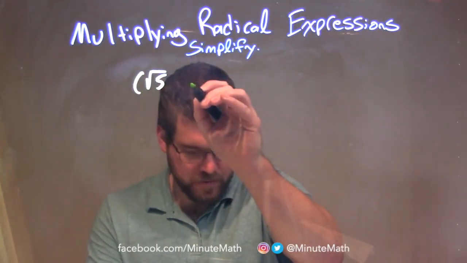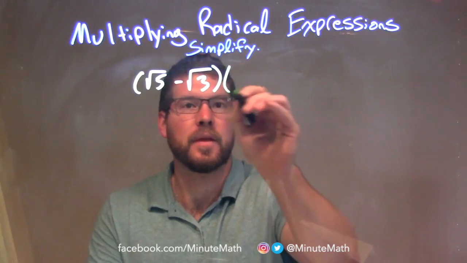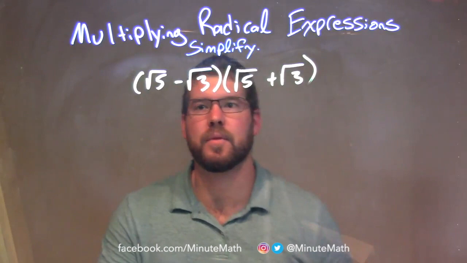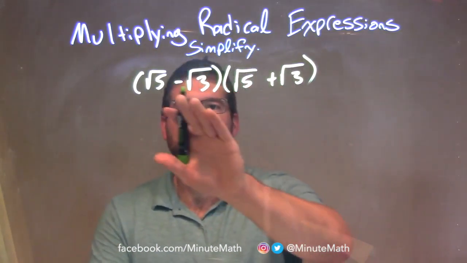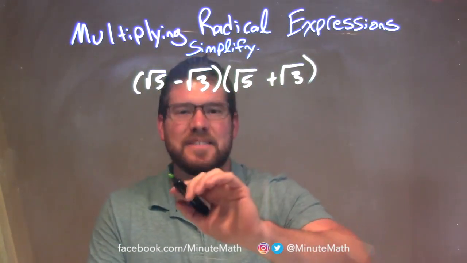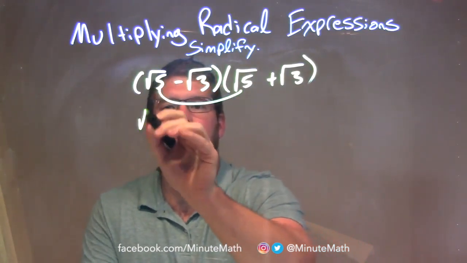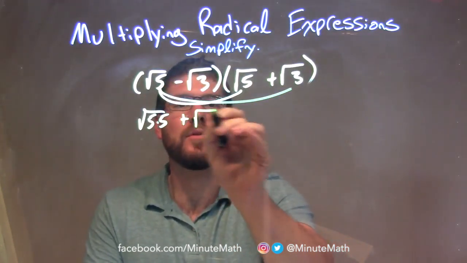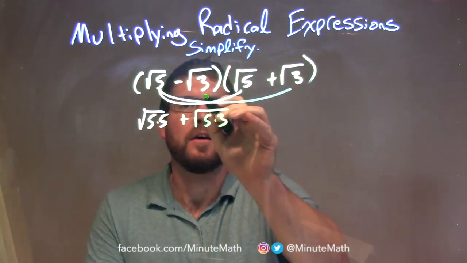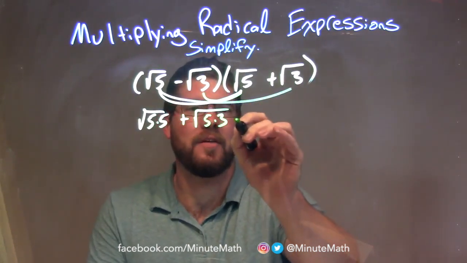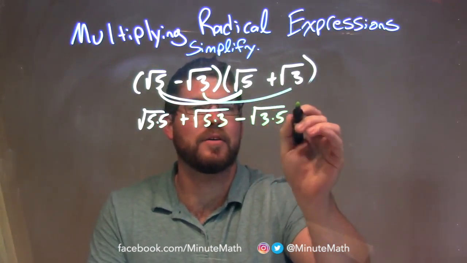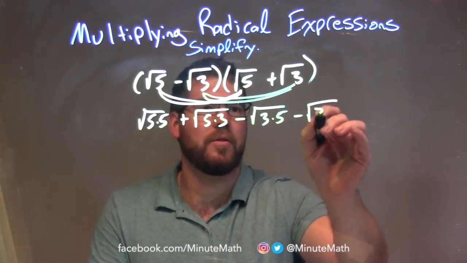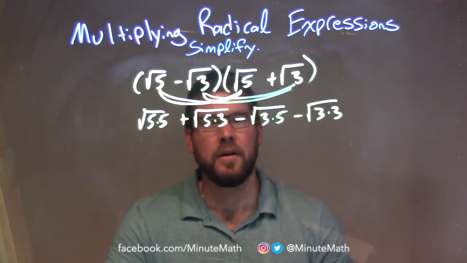Square root of 5 minus the square root of 3 times square root of 5 plus the square root of 3. Okay? Well, what I want to do here is distribute all parts of my first parenthesis by all parts of my second parenthesis. Square root of 5 times square root of 5 is the square root of 5 times 5. Square root of 5 times the square root of 3 is the square root of 5 times 3. Minus square root of 3 times square root of 5 is a minus square root of 3 times 5. And then here again, minus square root of 3 times the square root of 3 is a minus square root of 3 times 3. Okay, this one's pretty tricky.